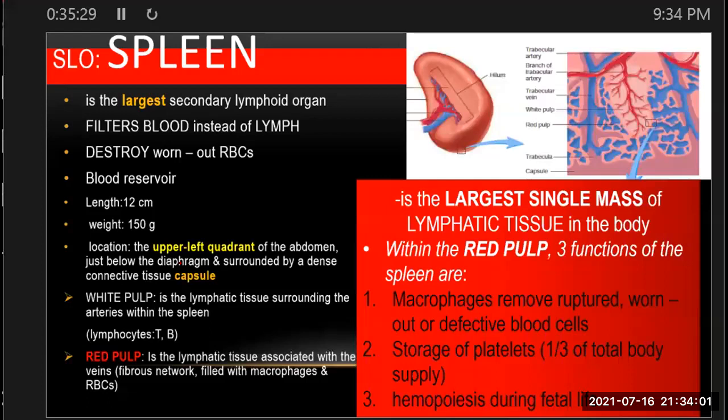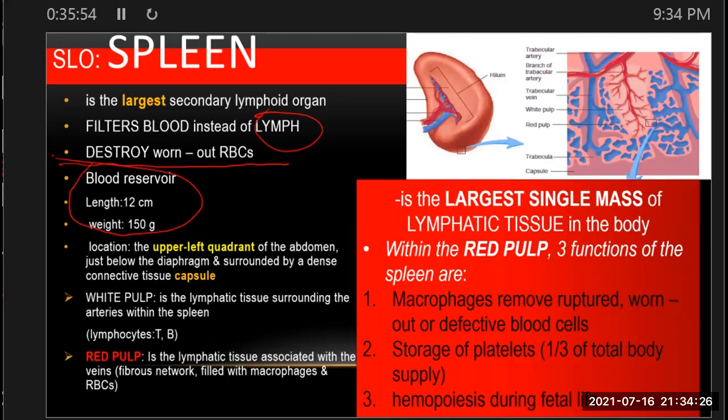And now let's go to the spleen. It is the largest secondary lymphoid organ. It filters the blood instead of the lymph, because what filters the lymph are the lymph nodes. And this is the graveyard site for erythrocytes, because it is involved in the destruction of worn out red blood cells. And somehow the spleen serves as a blood reservoir.